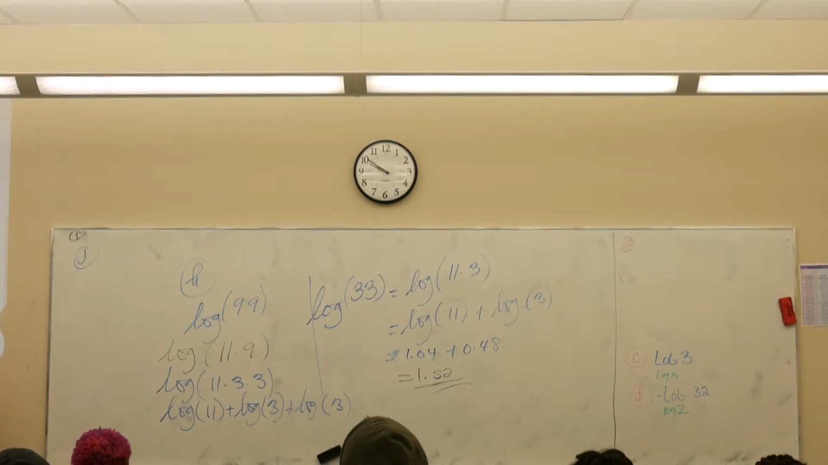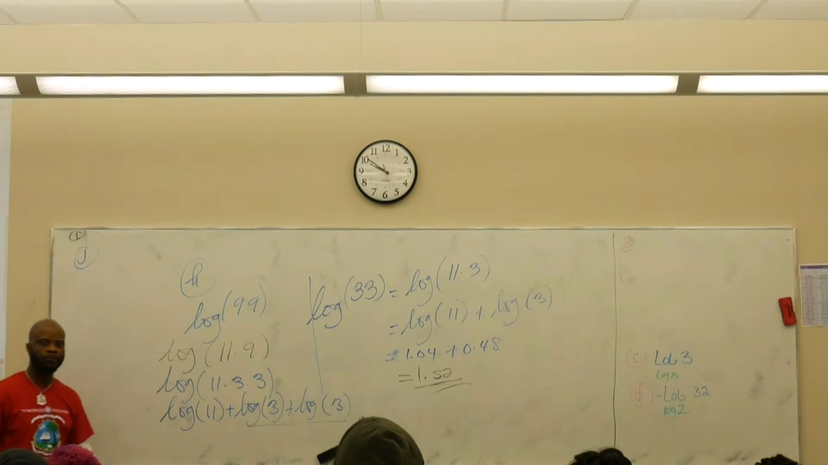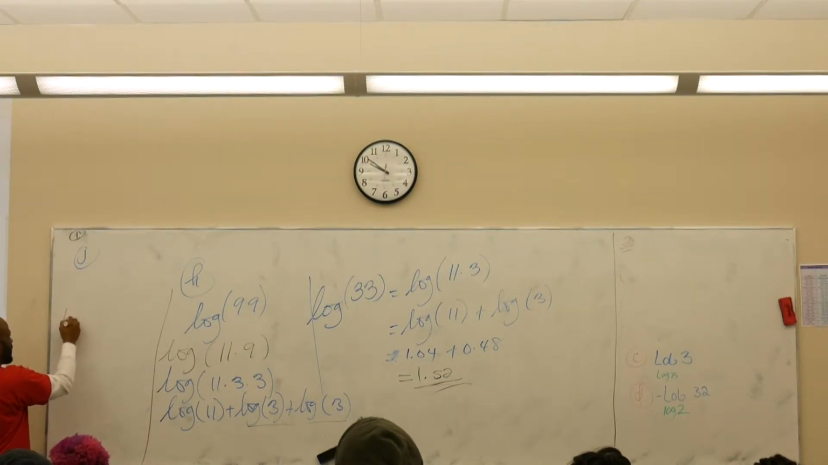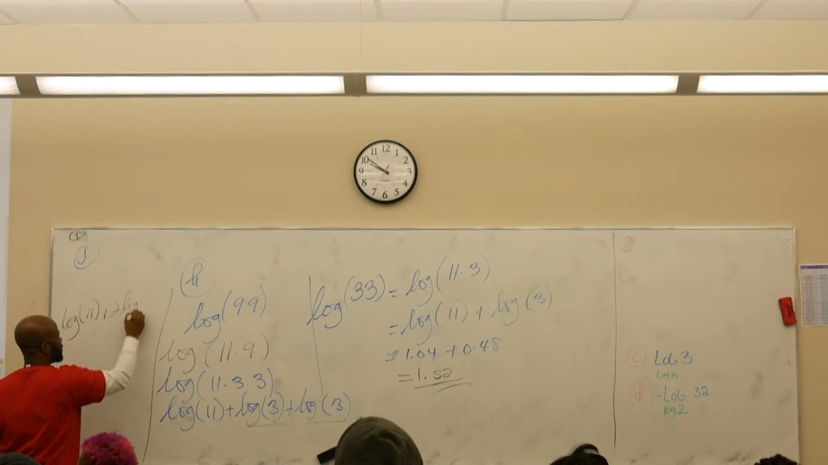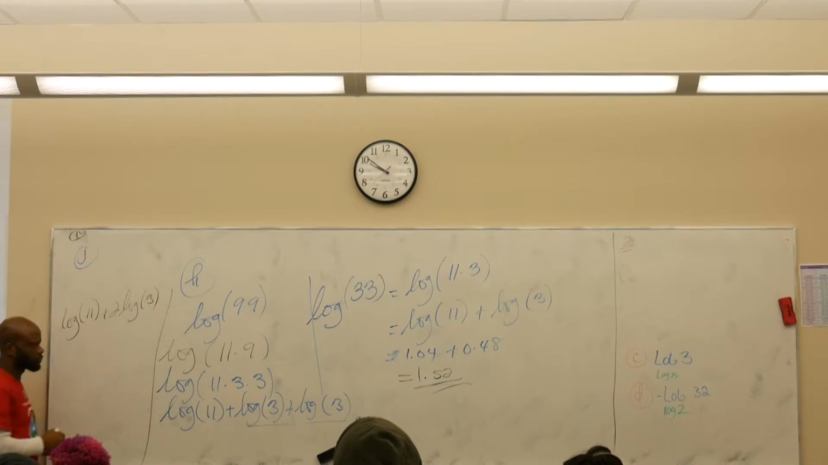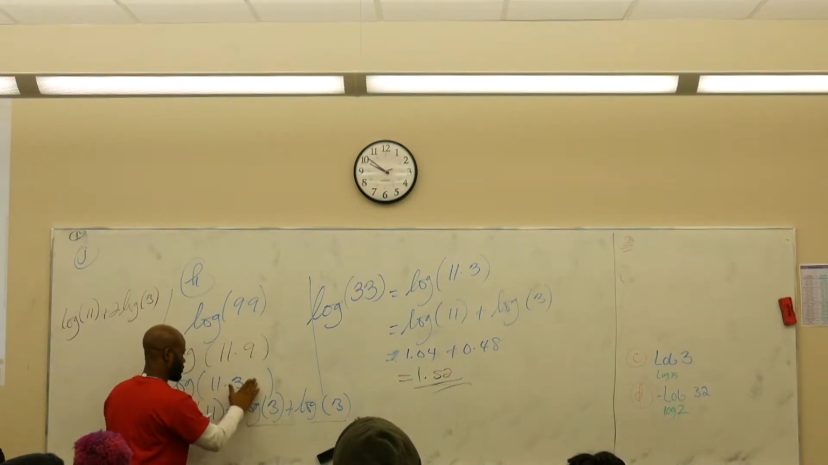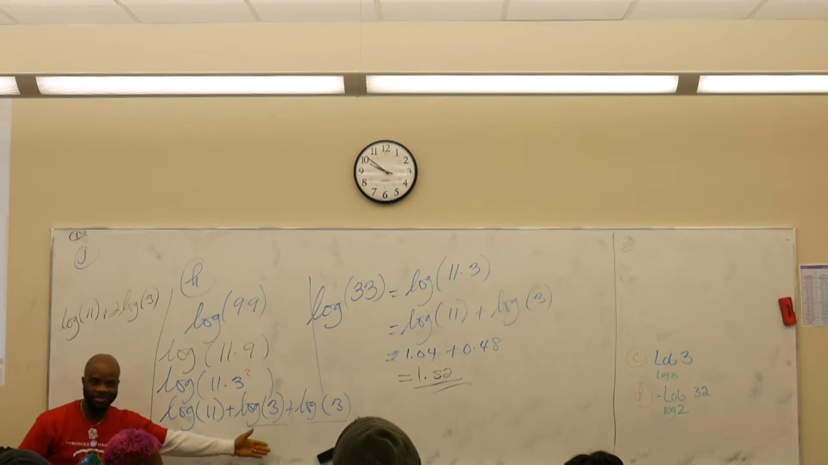Y'all seen that? There are so many shortcuts. Y'all keep asking for shortcuts. Here it is. I could also say, how many of these things do I have here? 2 of them. So I could also write this as the log of 11 plus twice the log of 3, because this is 3 squared. 9 is 3 squared, right?